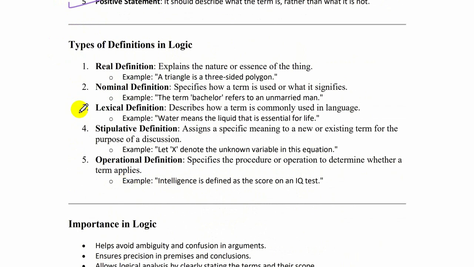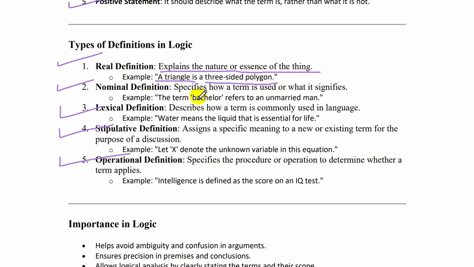Let's look at the types of definitions in logic. There are five definitions: real definition, nominal definition, lexical definition, stipulative definition, and operational definition. Let's start with the real definition. It explains the nature or the essence of a thing. So, what is the nature of a triangle? Nature of a triangle is that it is a three-sided polygon.